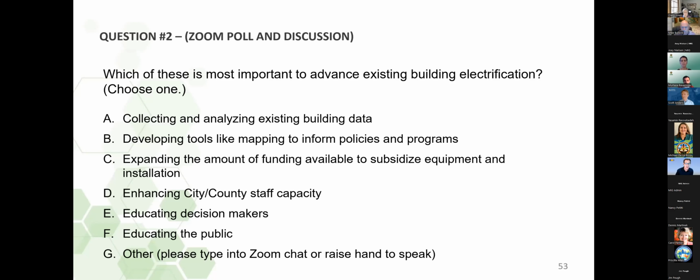All right, so expanding the amount of funding available to subsidize equipment and installation really rose up for many of you. But we see a few of you touching on the other ones and a few of you on the other side of things. Do let us know in the chat what you meant by other. Would love to hear from you all.